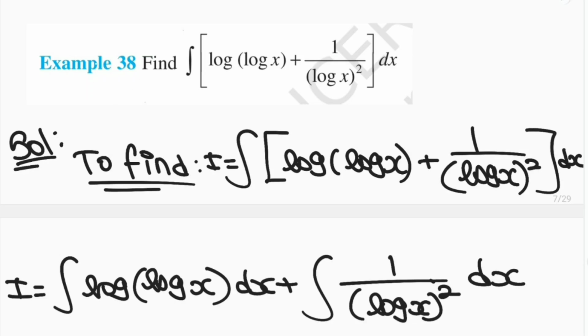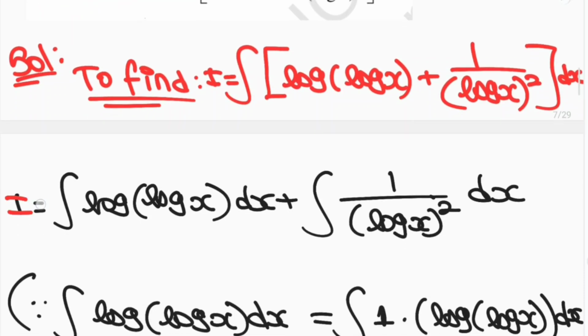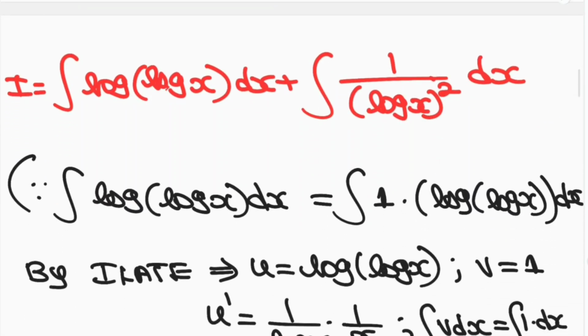ஸோ மிஸ்லேனியஸ் எக்ஸாம்பிள் 38, find the integral of this, that is to find I equal to integral of log x plus 1 by log x the whole square of dx. So இதை நம்ம ஃபைண்ட் பண்ணோம். அப்போ I equal to integral of log x dx தனித்தனியாக ஸ்ப்ளிட் பண்ணிக்கிறோம், plus integral of 1 by log x the whole square of dx. ரெண்டா இன்டெகிரல் ஸ்ப்ளிட் பண்ணிக்கலாம். ஸோ இதை வந்து நம்ம இன்டெகிரேஷன் பை பார்ட்ஸில் போட போகிறோம்.